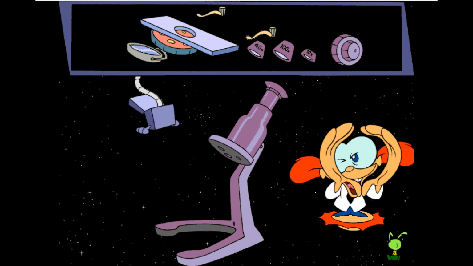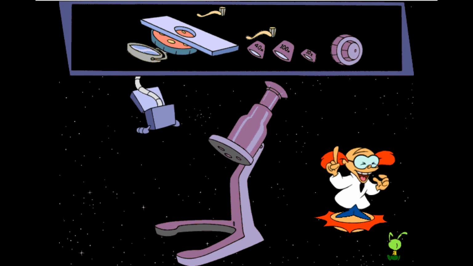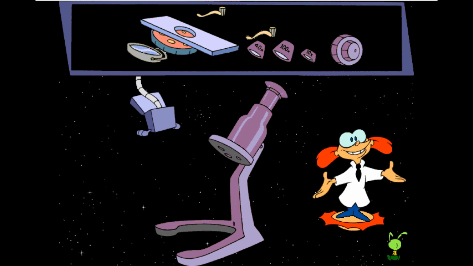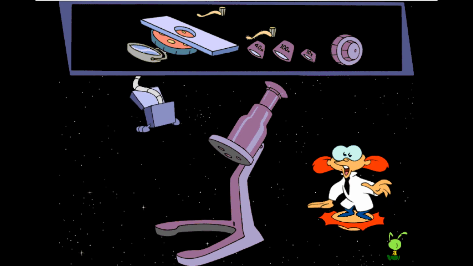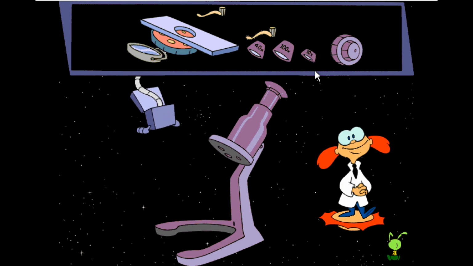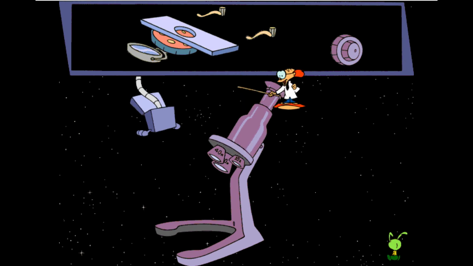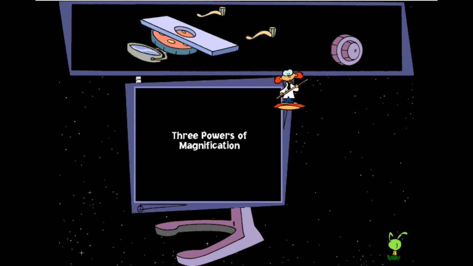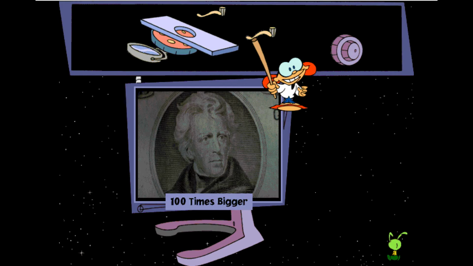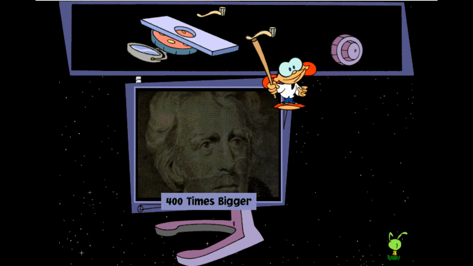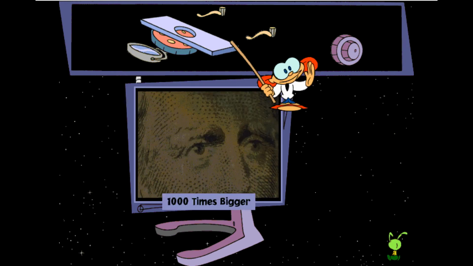Next, we need our objective lenses. We'll take three of them so we can have three different powers of magnification, and they will be placed on the bottom of the revolving nose piece. Objective lens. We now have three different objective lenses that give us three powers of magnification. This first one lets us see things 100 times bigger. The second one lets us see things 400 times bigger. And if we turn it one more time, we can see things 1,000 times bigger. Boy, that's a lot of magnification.